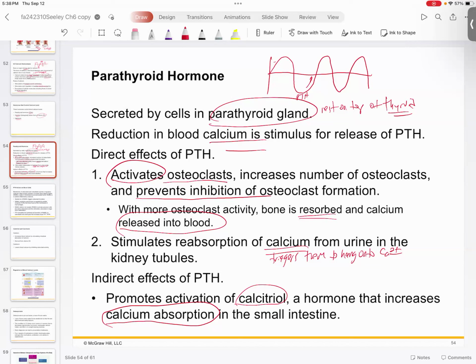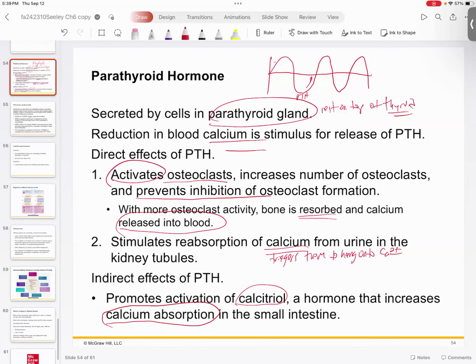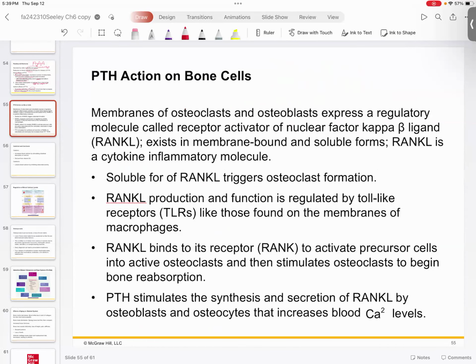And the last one is it stimulates the co-absorption of calcium in digestion. So if you happen to be consuming calcium, then it will activate a more efficient uptake of calcium as you're eating it, new calcium coming in. So those are 3 major mechanisms that the parathyroid hormone utilizes in order to get your calcium levels back up.